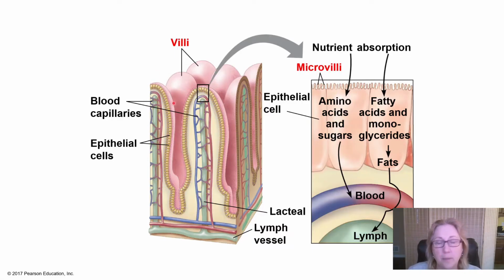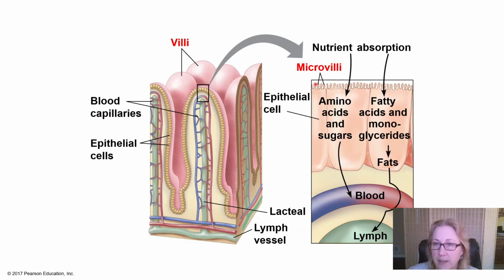The villi are made up of many, many cells, and these are big enough to be seen with the naked eye. So if you see the interior of the small intestine, and if you're going to go on to anatomy and do cadaver dissection, you will do this. If you cut open the small intestine and look at it, you can see the villi with your naked eye, and they look like tiny little fingers in the small intestine.